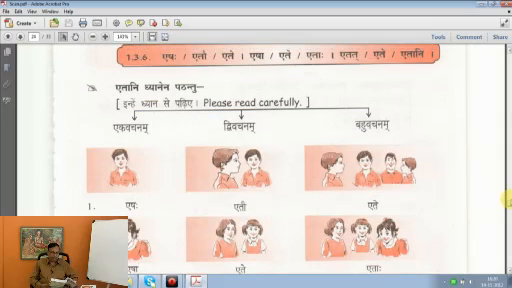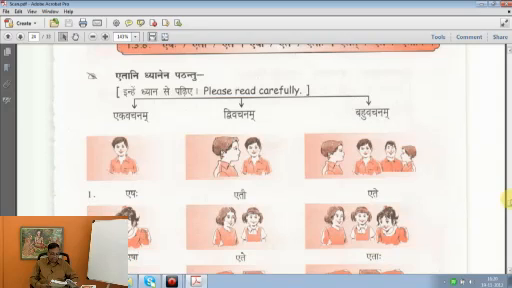Please read carefully and also do it. Eshaha. Now eshaha, a boy. If you want to say, how do you say eshaha? Balakaha. Etau balakau. Ete balakaha. It is given down on the fourth sentence.